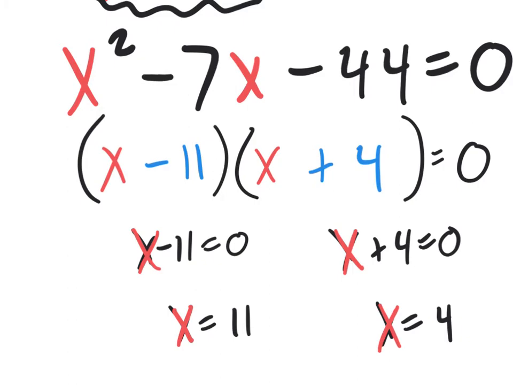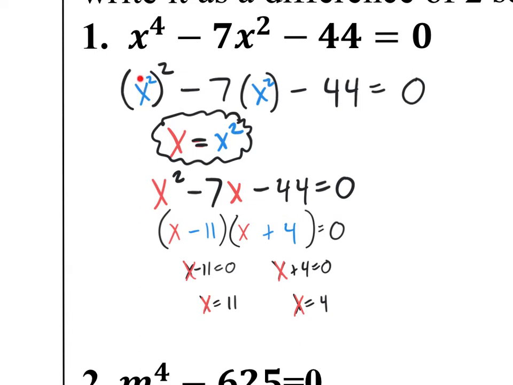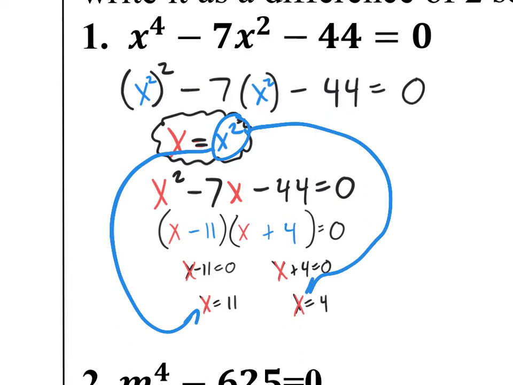Why not? Because I originally replaced the blue x squares with the red x. So this red x is really that blue x squared. So I need to take the blue x squared and go back and replace those x's with x squares. So I really have x squared equals 11, and I really have x squared equals 4. Does that make sense? I hope it does. We have to have a high level of concentration here, all right?